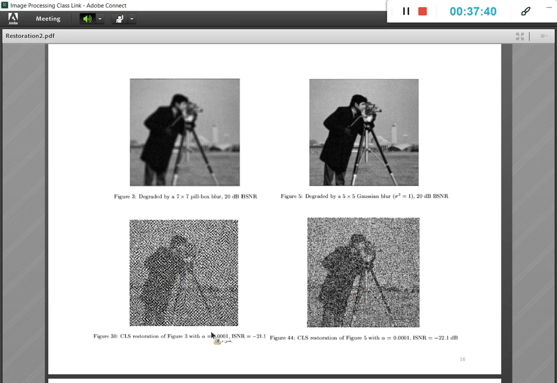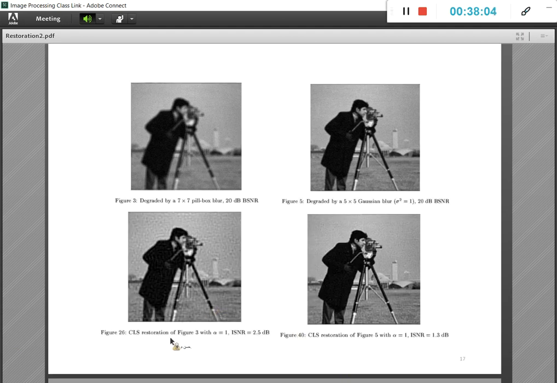That's right, because it is a bad choice for alpha. If alpha is very small, H squared in the denominator is dominant, and again this is an inverse, not a pseudo inverse, and this is a bad CLS, or a not working CLS, constrained least squares.